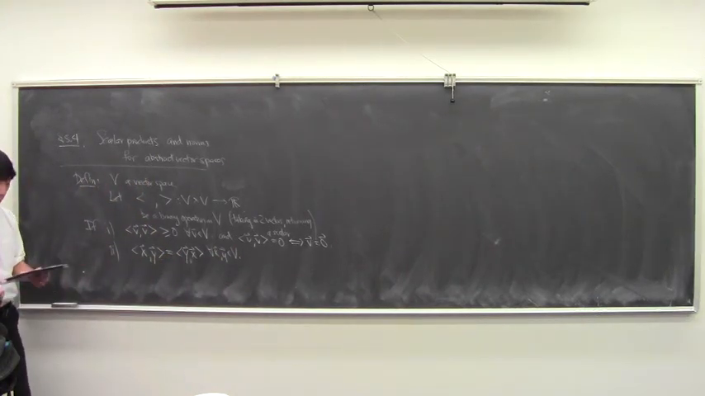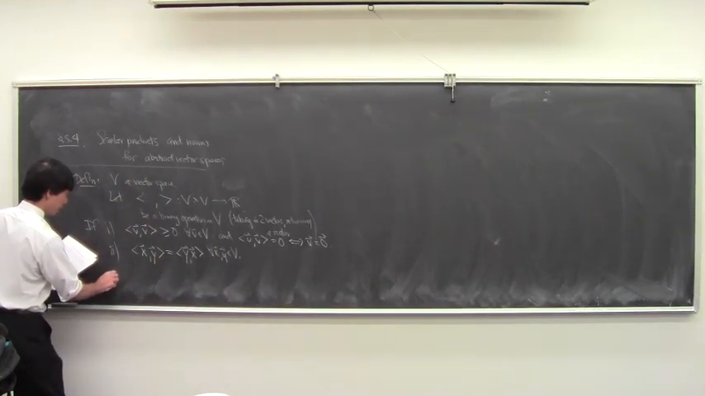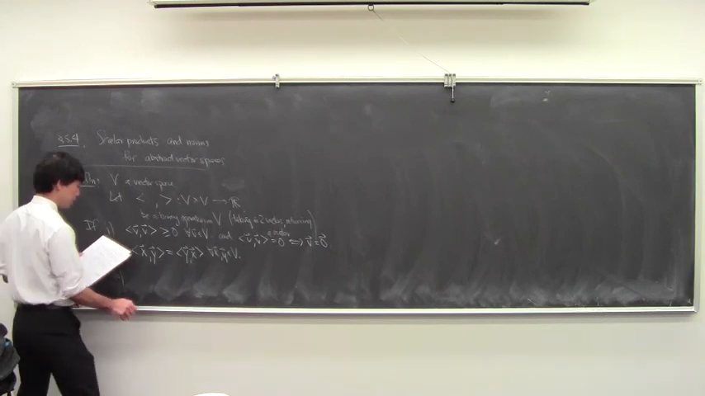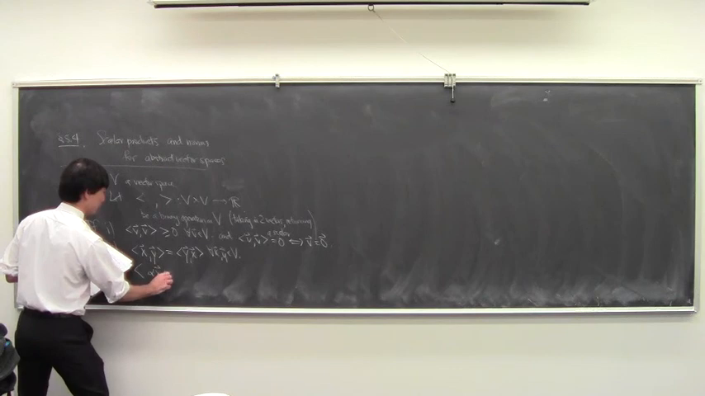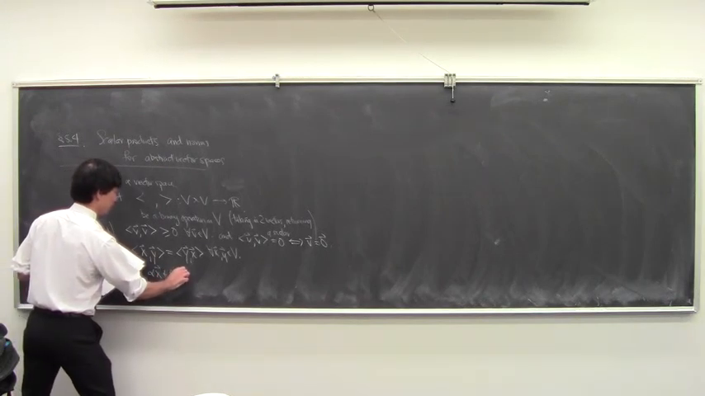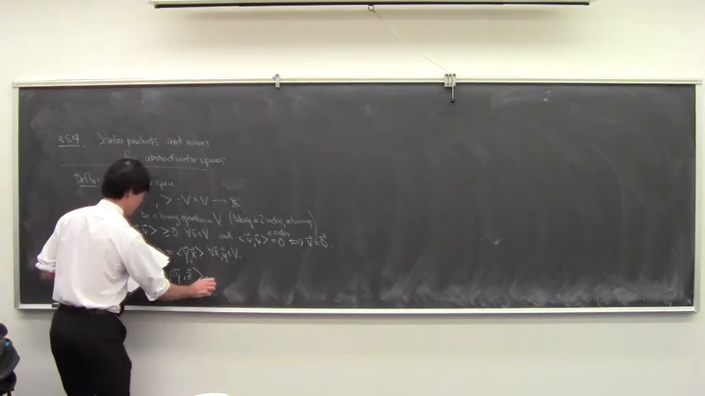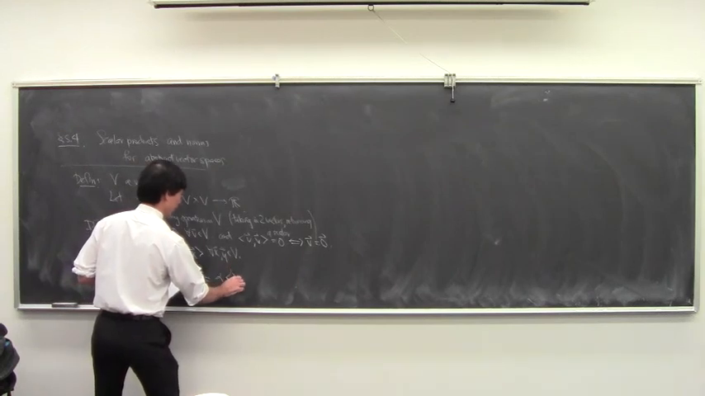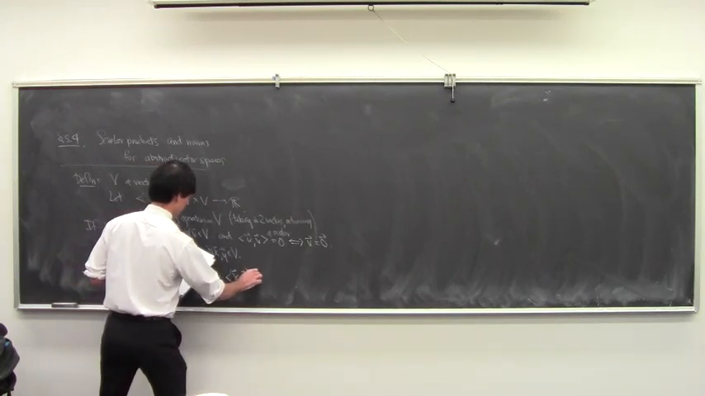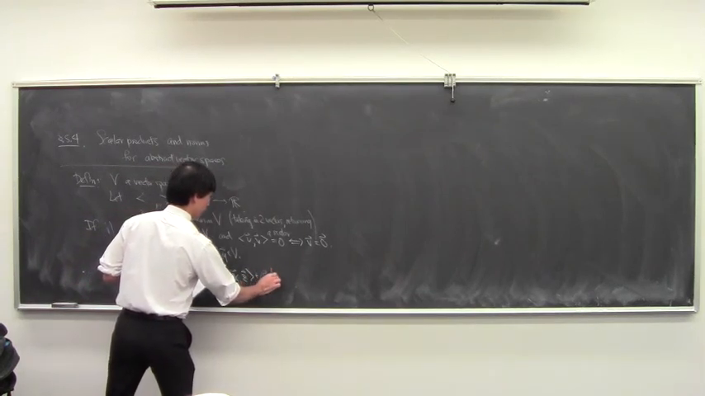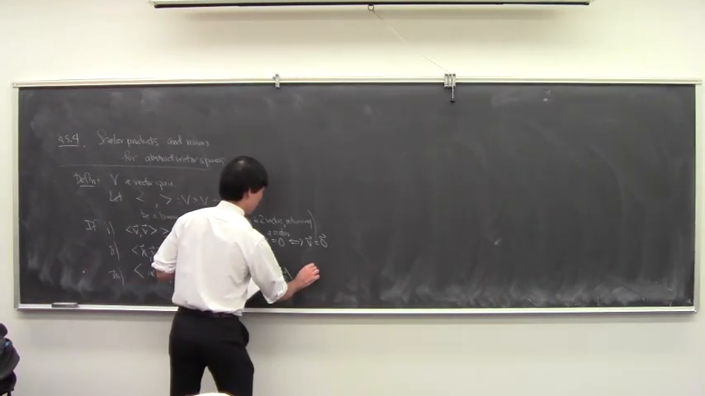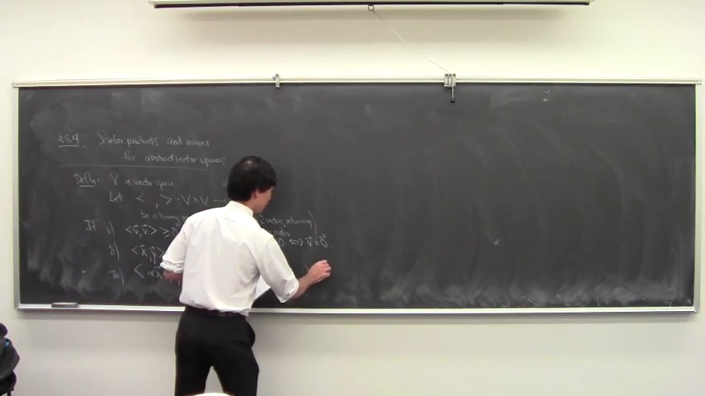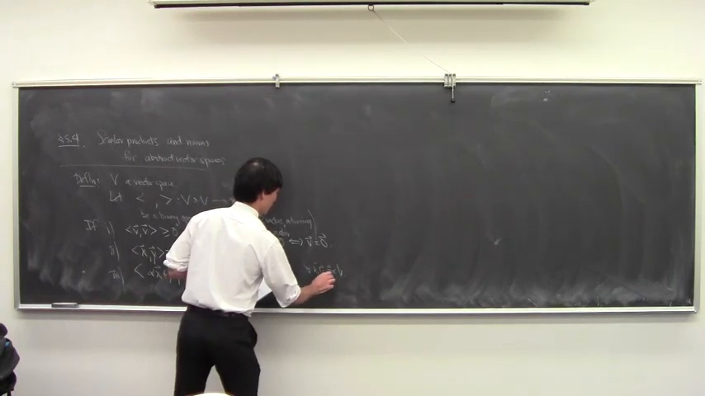We'd like this product to be commutative. And third, we'd like this product to be linear in the sense that (alpha x plus beta y, z) should equal alpha (x, z) plus beta (y, z), for all x, y, z in V and all alpha, beta in R.